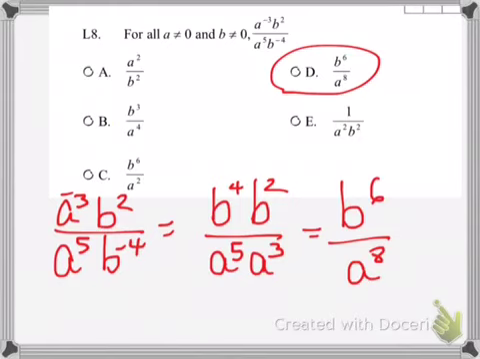Number 8, a to the negative third, b squared, over a to the fifth, b to the negative fourth. Remember, you don't want to ever have negative exponents. So I took my a to the third and I put it in the denominator. I put my b to the negative fourth in my numerator. And then all you have left to do is add your exponents. So that's how I got b to the 6th over a to the 8th, which the answer was D.